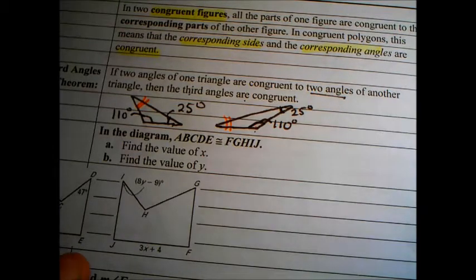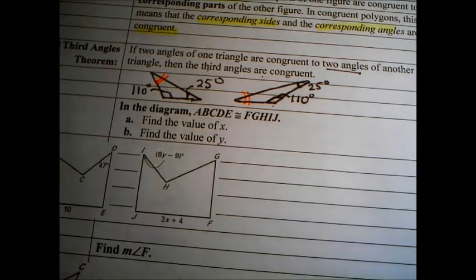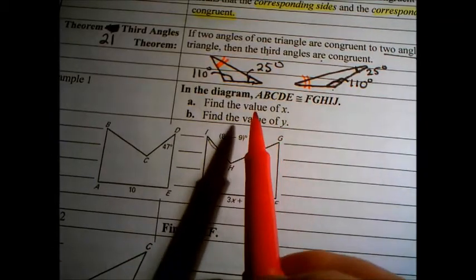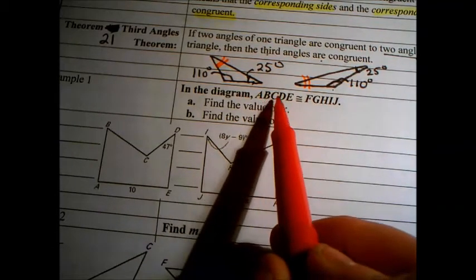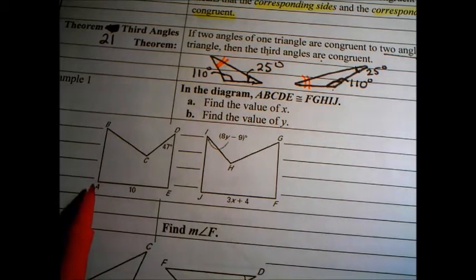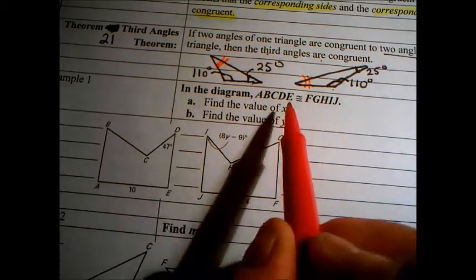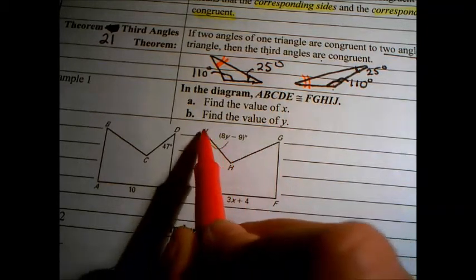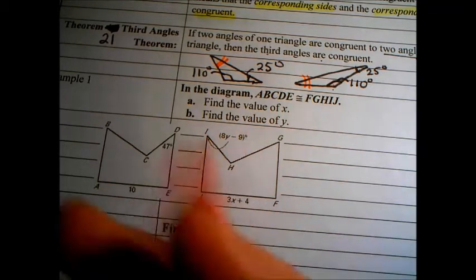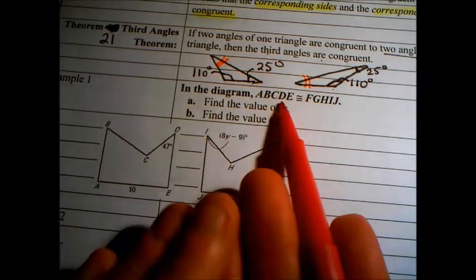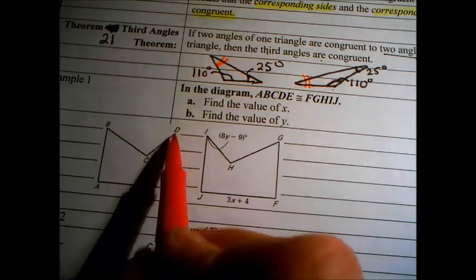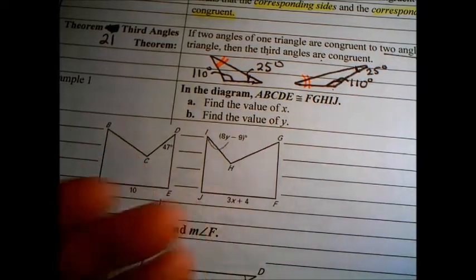Okay, on example 1, they show these strange looking figures, but they're saying that ABCDE, this first one, is going to be congruent to FGHIJ. And do you see that these are mirror images? Like if I was to flip it over, IJ would land on top of DE, just a mirror image.